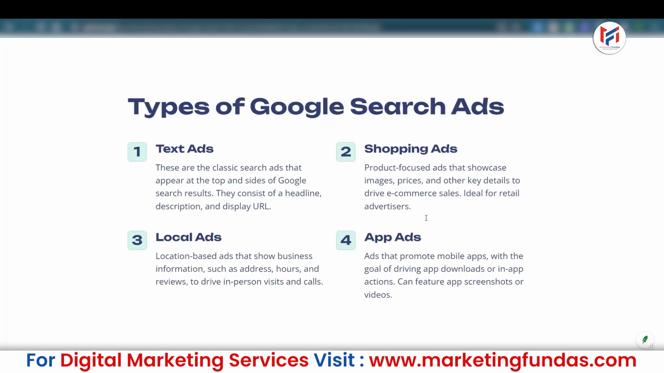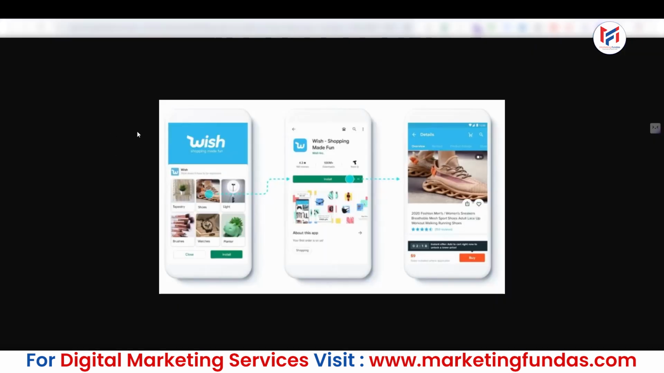Then we do have app ads, or you can say application ads. So this type of ads appears in the mobile applications, or mostly in mobile phones, because these app ads promote mobile apps only, with the goal of driving app downloads or in-app actions. And this is how the app ads look like, right? As you can see, you might have seen this type of ad on your mobile phone as well, right?